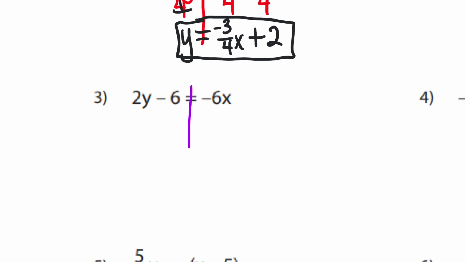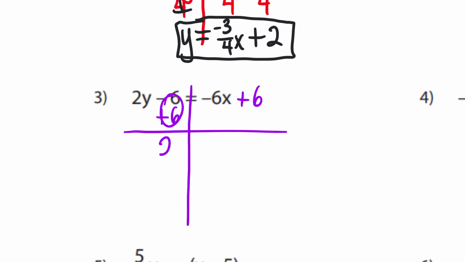All right, number 3. So what should I do first here? Move the 6, add 6. Okay, I've already got the y over here, which really I didn't have to do that up there. The y's already here. So I need to deal with this negative 6. So we're going to add 6 to both sides. And I cannot add 6 to negative 6x because those are not like terms.